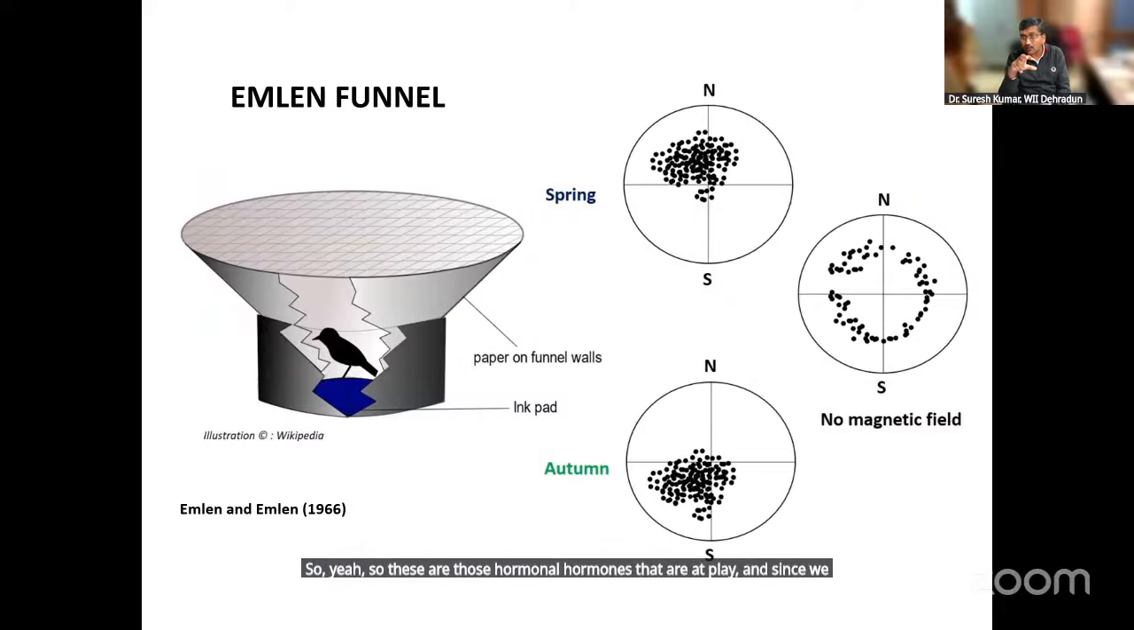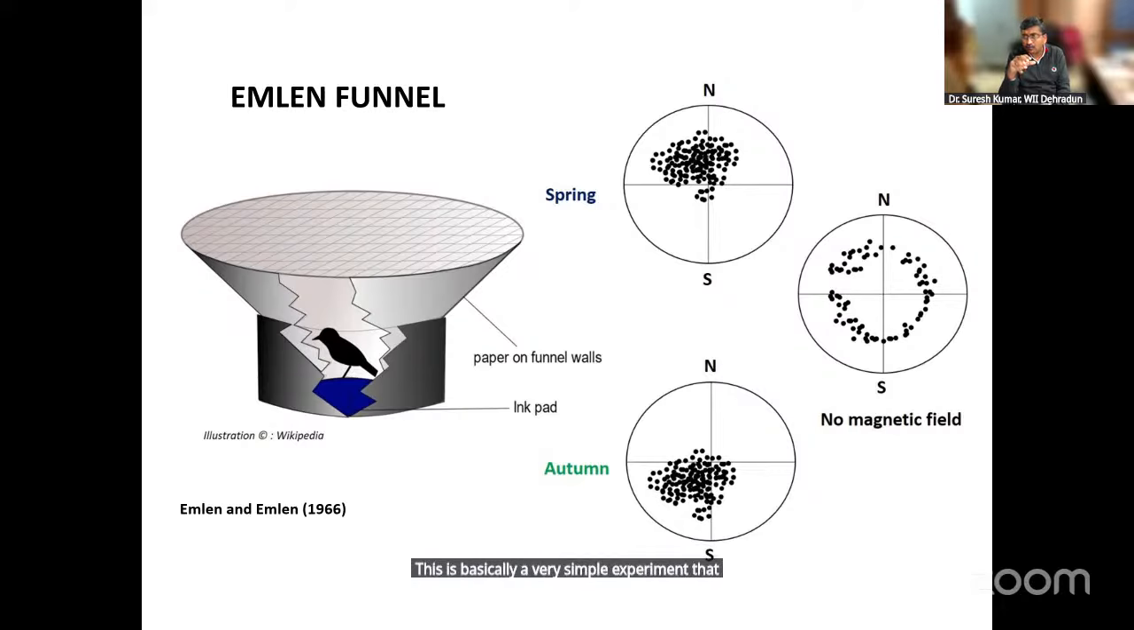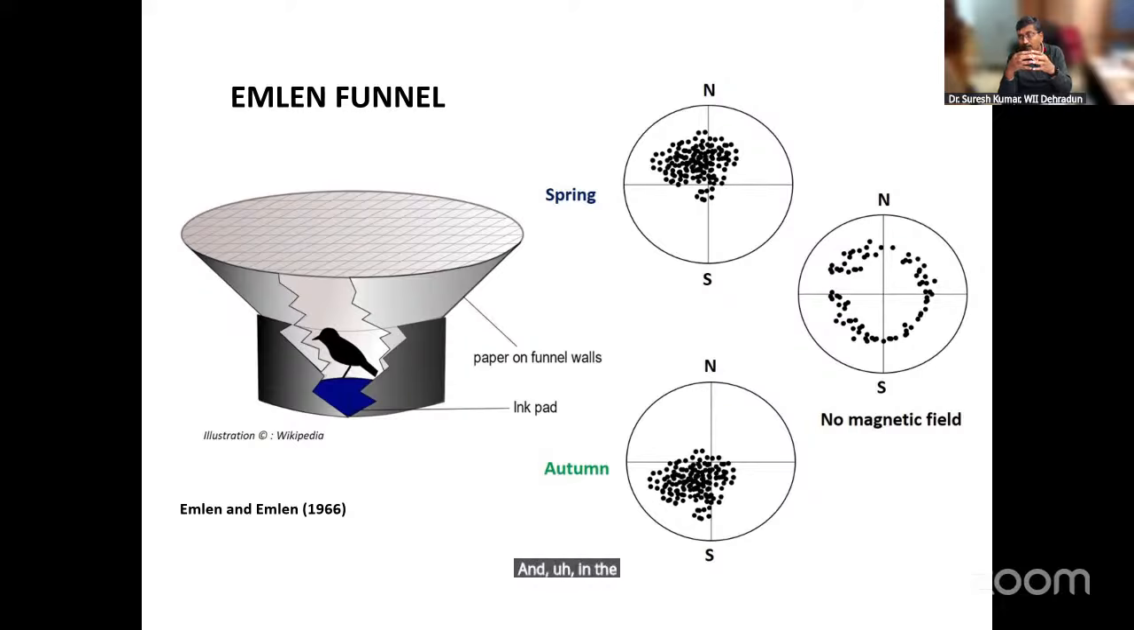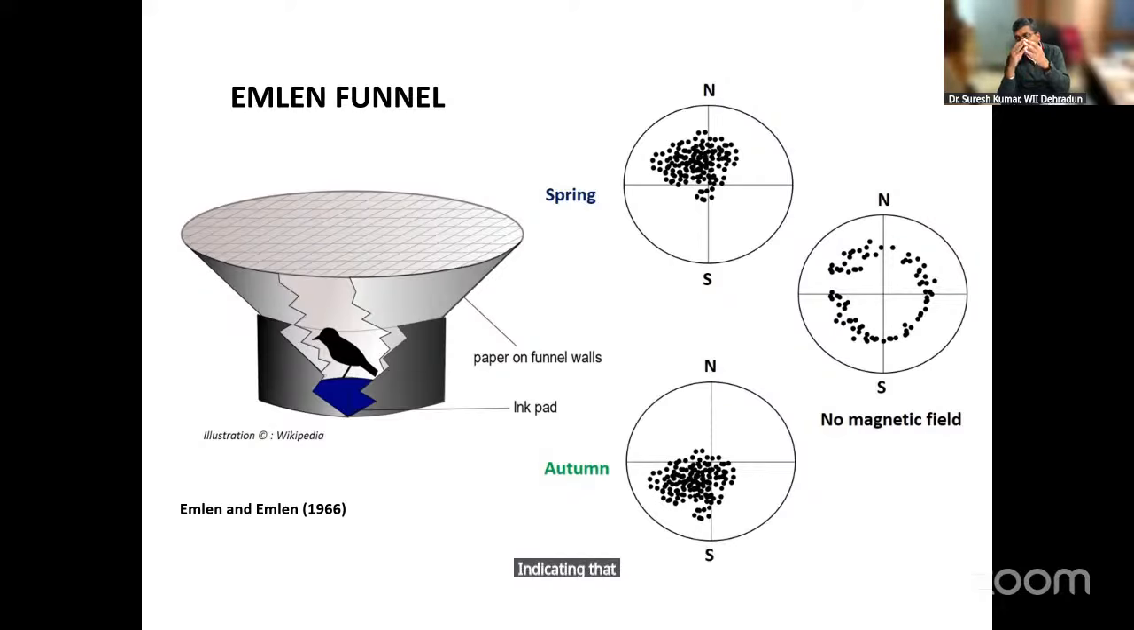And since we talked about Zugunruhe, this is basically a very simple experiment that was carried out by two scientists known as Emlen, way back in 1966. What you see there is an ink pad, and it's basically a funnel cage where a migratory bird was put, inside a planetarium or even without a planetarium. They would find that these birds, during spring, would keep hopping on one particular section of that cage, indicating that they were heading to the north.